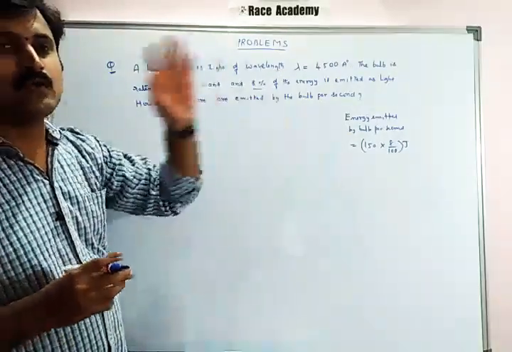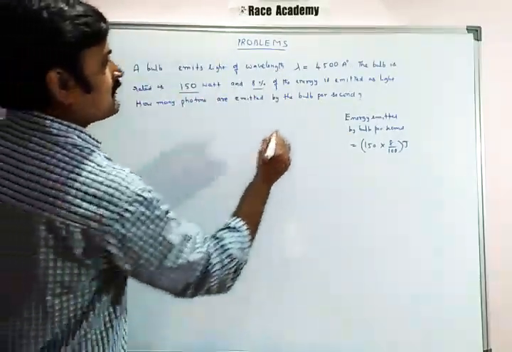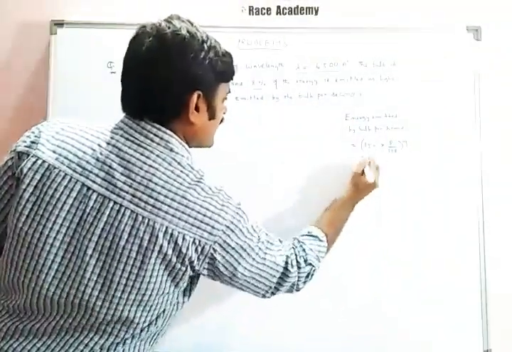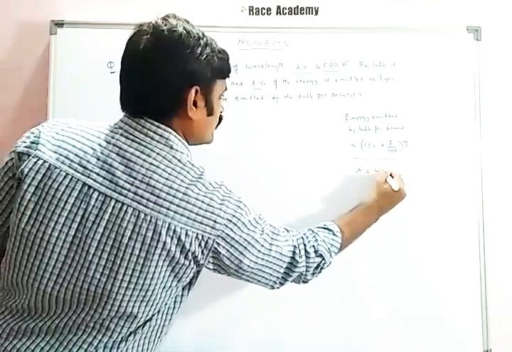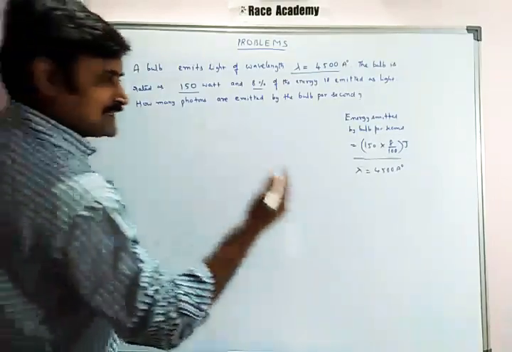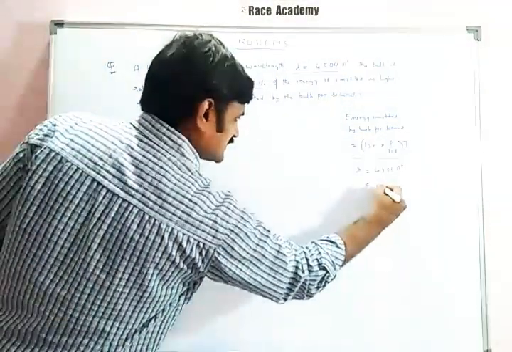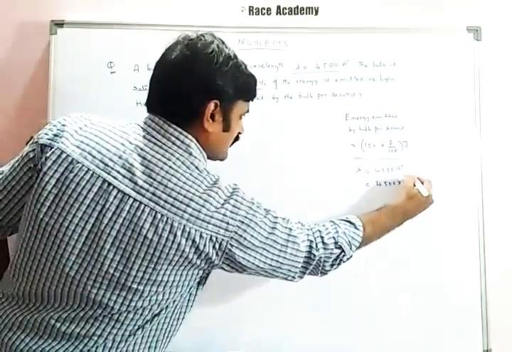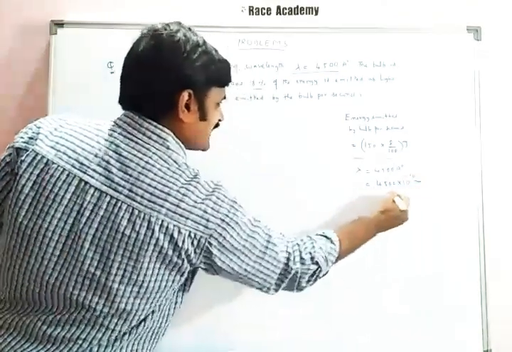So let it be. Now we will take the lambda value. How much is given? They have given the lambda value as 4500 angstrom units. You can convert that into meters: 4500 × 10^-10 meters.